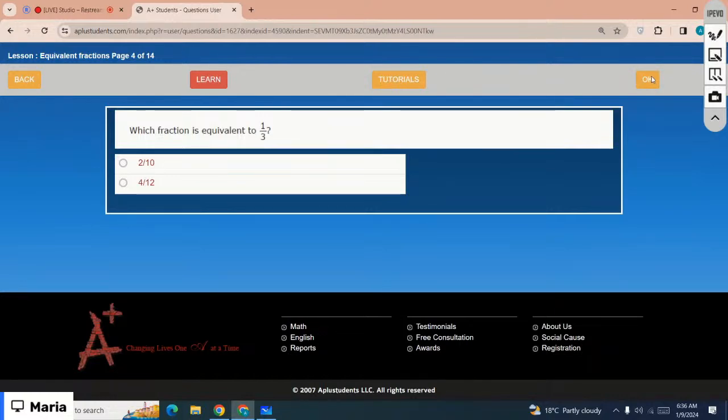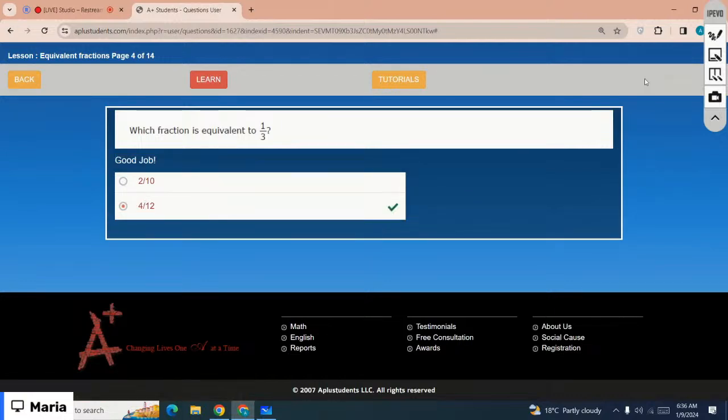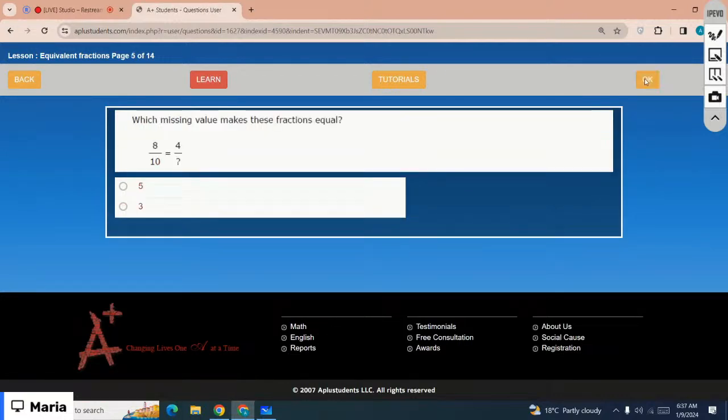The correct option is 4 out of 12. You need to multiply both numerator and denominator by 4. That would be 4 out of 12.